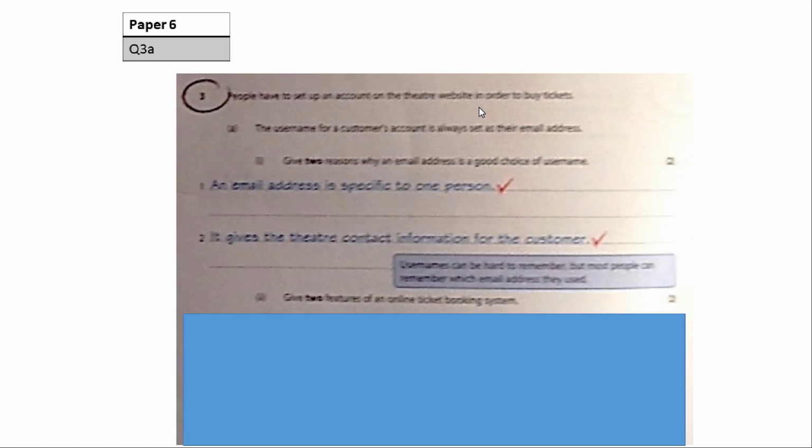Okay, so it's always specific to one person. Okay, so it's never going to be copied. Okay, and also it gives the theatre contact information for the customer. Okay.